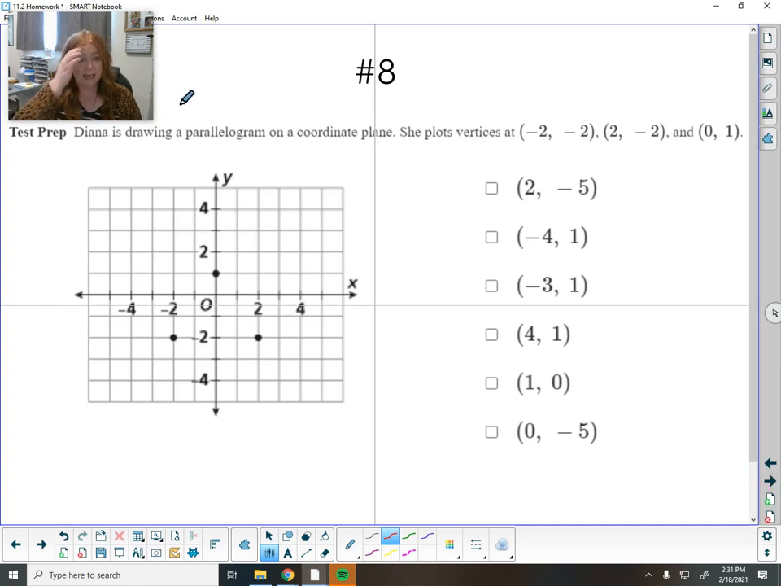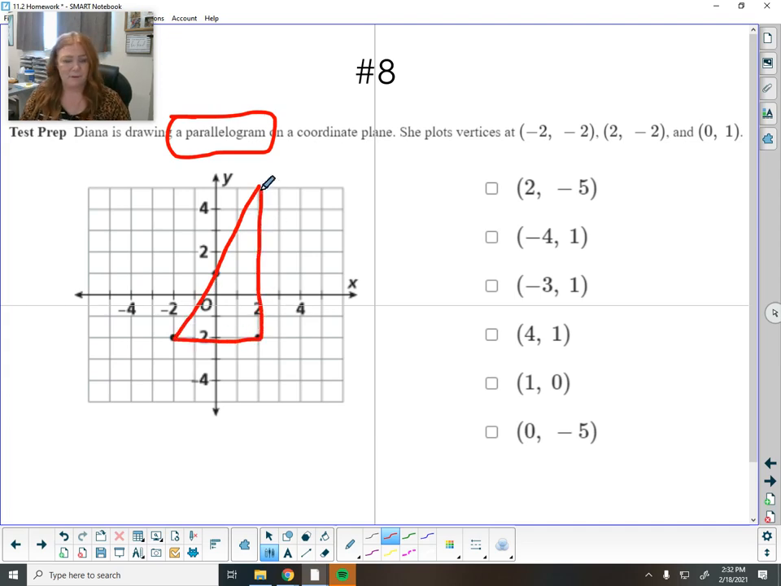Okay, we're also going to do number 8 here. So it says that Diana is drawing a parallelogram on a coordinate plane. So we can see here, she did -2, -2, so in the third quadrant. She did over +2, down -2, so we can see that these can connect together. And 0, 1, so did not go over, it just went up. So what we want to do here is decide which of these will make a polygon and a parallelogram. So if I go over 2, up 5, if I connect these, does that make a parallelogram? So next we have -4, +1. So if we connect all of these, is that a parallelogram?